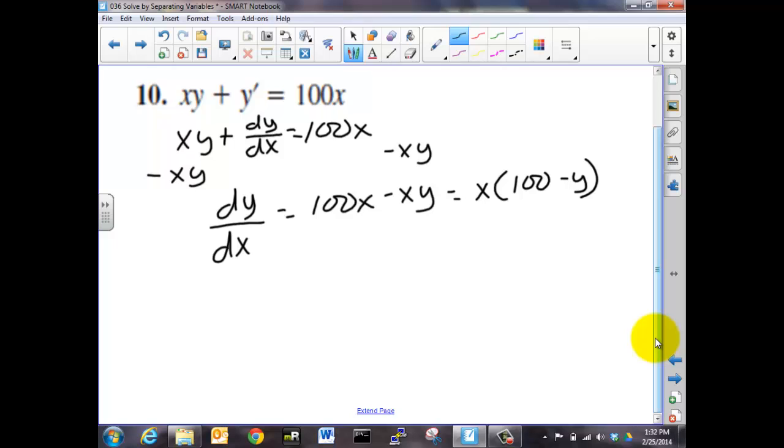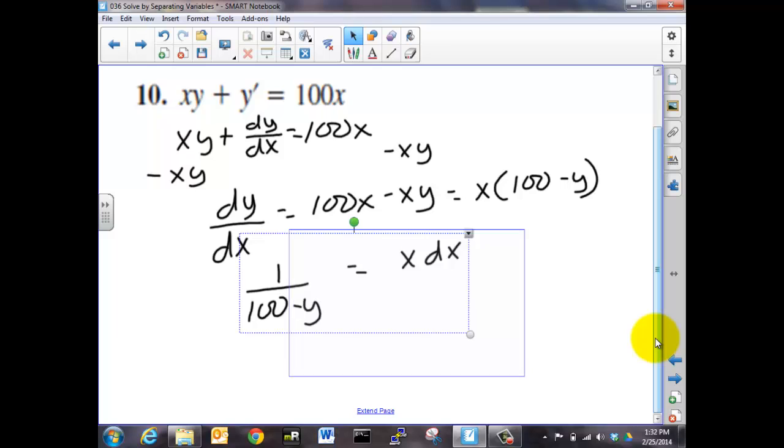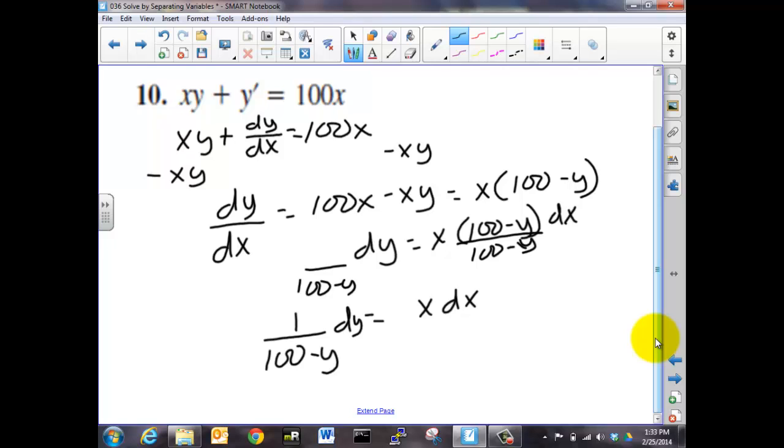Yep, so now I can do my cross multiplication. I can get 1 over 100 minus y equals x dx. Is that too much in my head? Yep, I should be a dy there too. So let's see what we've got here. I've got dy equals x times (100 minus y) times dx. That's just getting the dx, so I don't have any fractions there. But now I've got this y term over here on the right next to the dx. So I need to divide by it. And if I divide the right side, I need to divide the left side. And I wind up with this bottom line here, 1 over (100 minus y) dy equals x dx.